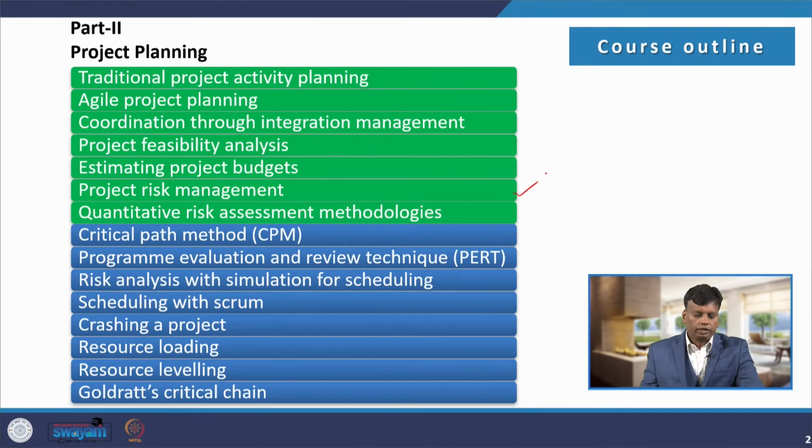Dear students, in the previous class I discussed project risk management. In this lecture I am going to discuss quantitative risk assessment methodologies.